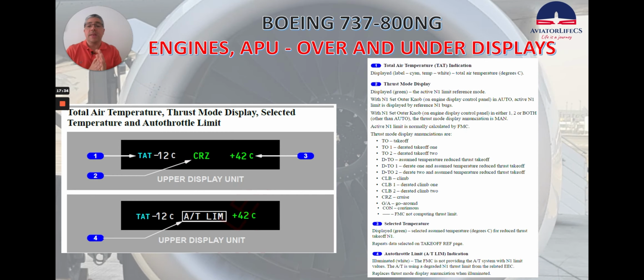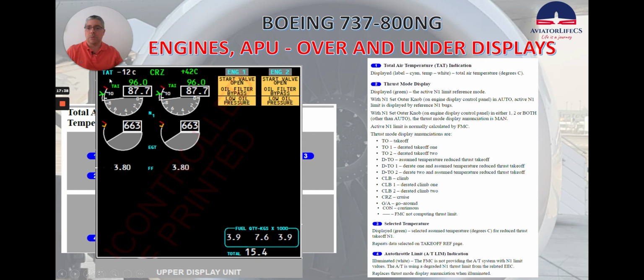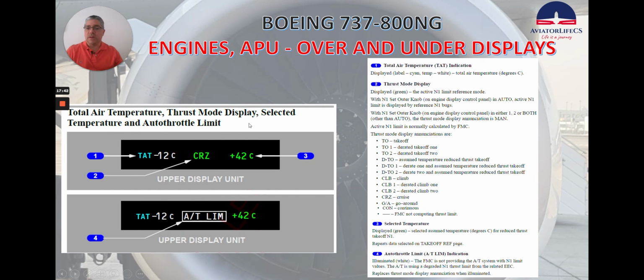Okay, now let's check what we have at the top of the upper display unit, and I want to show you this, where I want to talk about this information here. We'll start with the total air temperature indication. It's displayed, the label is cyan, the temperature is white, and it's displayed in degrees Celsius.